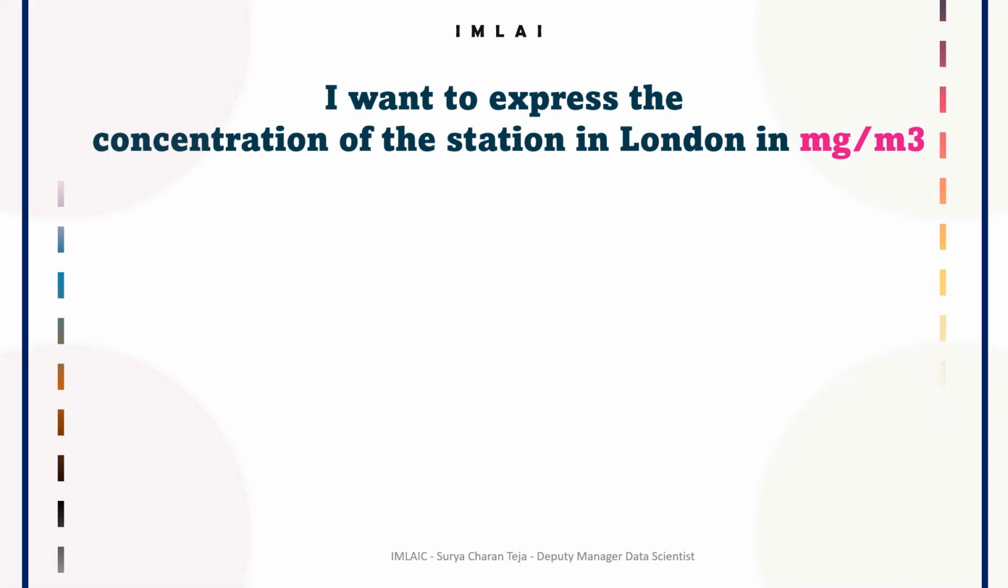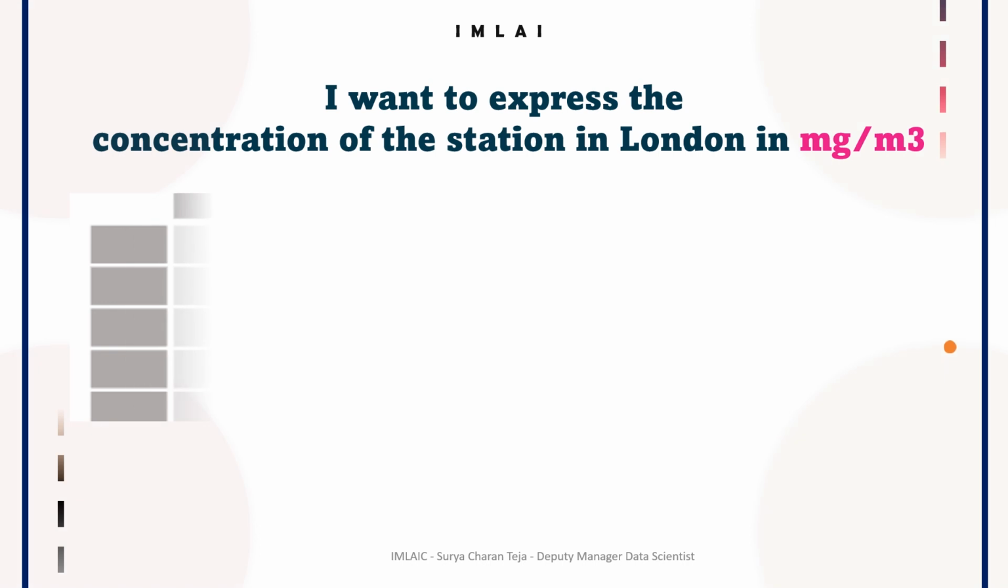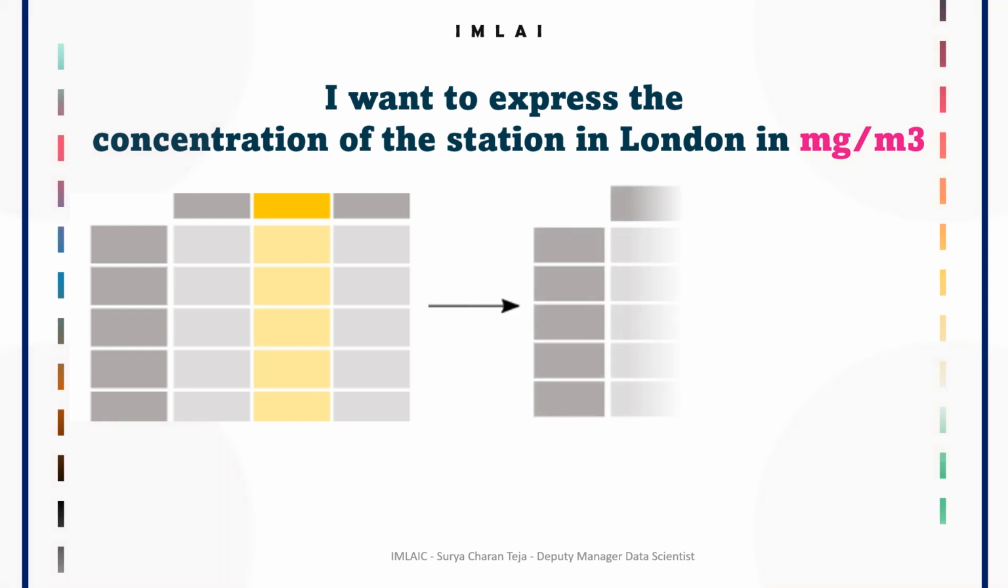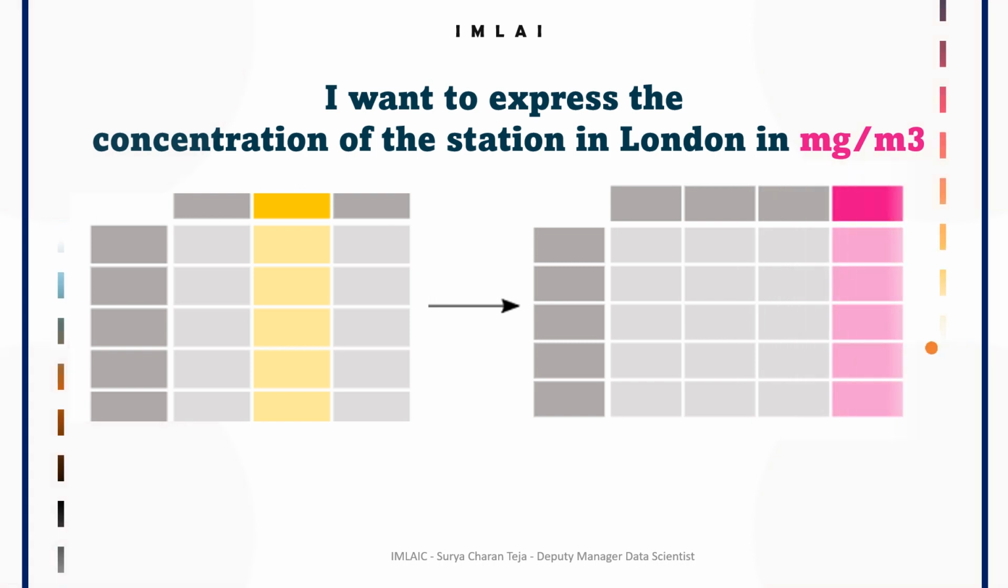For that I have to use the existing data frame series. So I have the series which is marked in yellow. I'm going to use this series and manipulate it with some calculations, and I should get it in mg per meter cube. So that's what we are going to do here for the data manipulation. So let's get straight into our pandas.